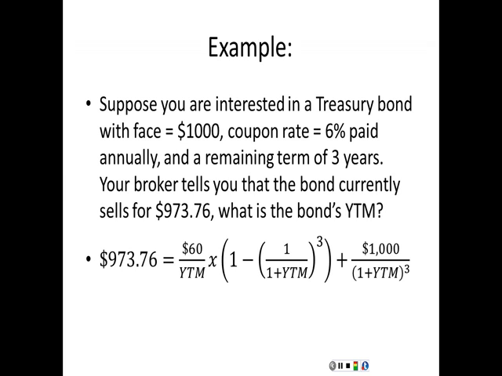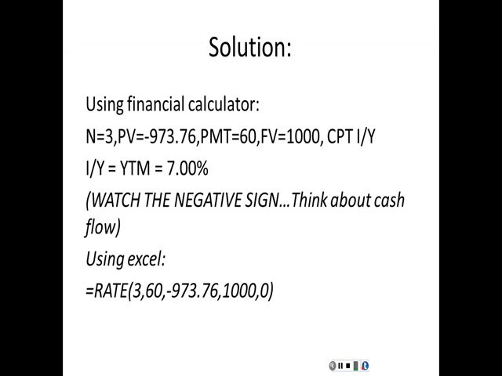Now solving this by hand is pretty much impossible, so we're going to let a financial calculator do the work for us. In the financial calculator, N is 3. That's the number of coupons until maturity. We put the price in as a negative. This is critical. We're thinking about cash flow here. The price is a cash outflow. It's money I invest to receive these bond coupons and face value.